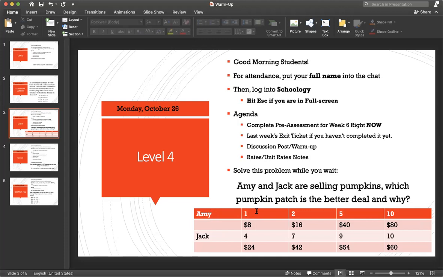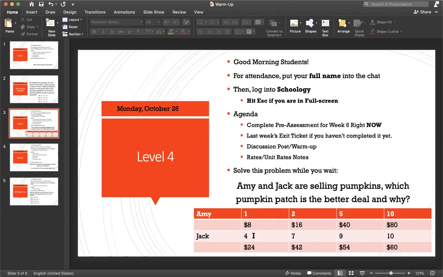So Amy is selling her pumpkins at these rates, right? For one, it's $8. For two, it's 16. For five, it's 40. For 10, it's 80. Jack is selling his 4 for 24, 7 for 42, 9 for 54, or 10 for 60. So who has the better deal? Who are you going to buy your pumpkin from? I would say Jack because you get more pumpkins for less money.